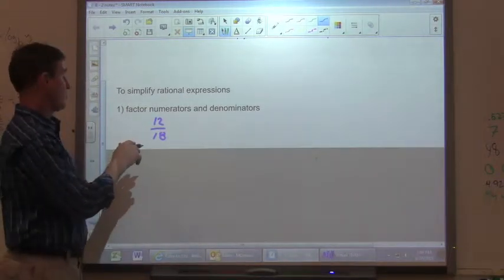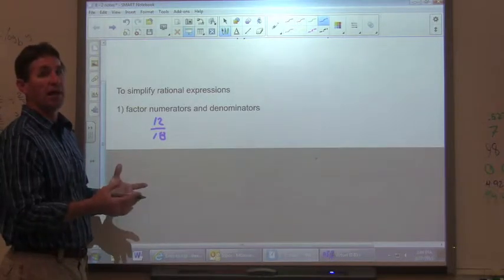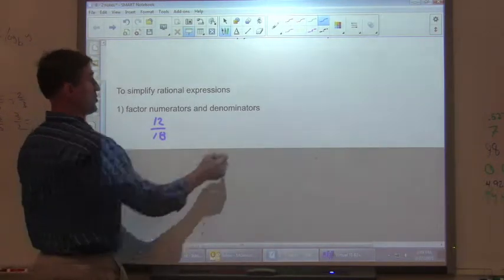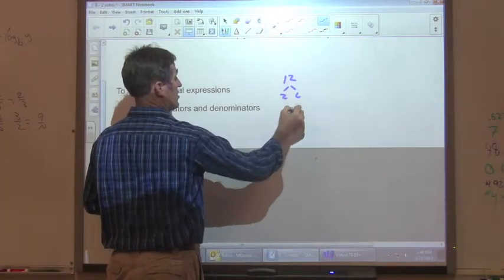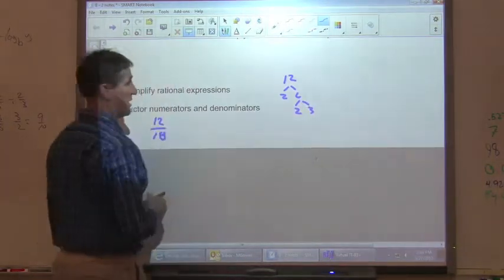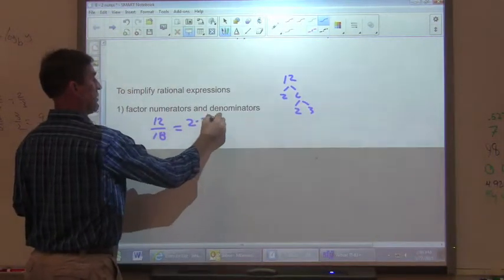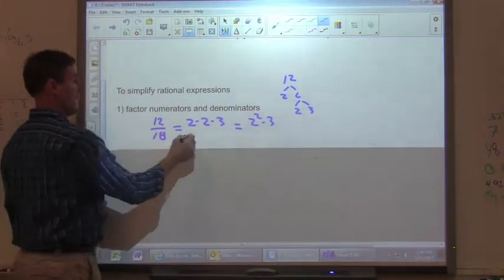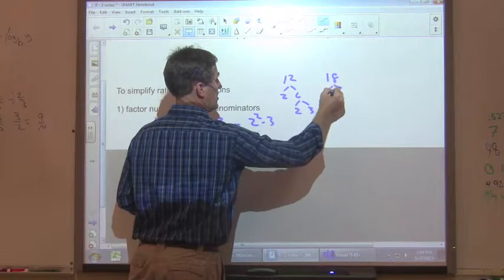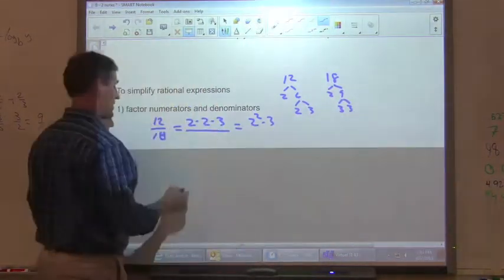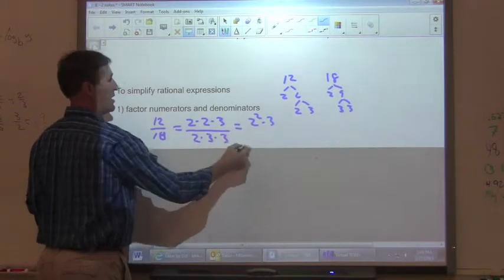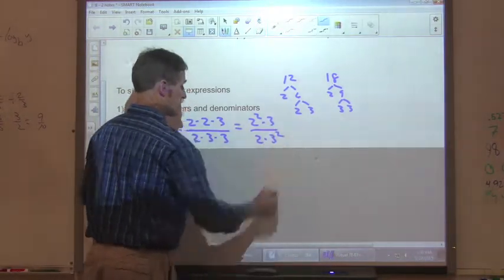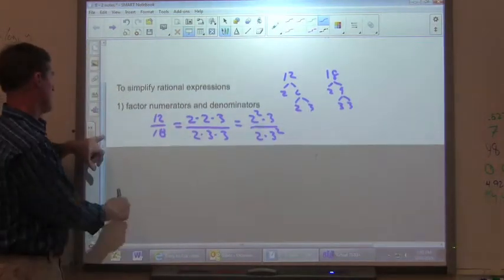Okay? Well, I can factor that. Factor, remember, means break it into numbers that multiply together to give you that number. And when you first learned this, you might have done it by prime factorization, where you took the 12 and you just broke it into 2 times 6 and then 2 times 3. And so that 12 could be rewritten as 2 times 2 times 3 or as 2 squared times 3. And then the 18, I can break it into 2 times 9, and then the 9 into 3 times 3. And so that could be 2 times 3 times 3, or 2 times 3 squared. Okay? So that would be factoring the numerators and the denominators.